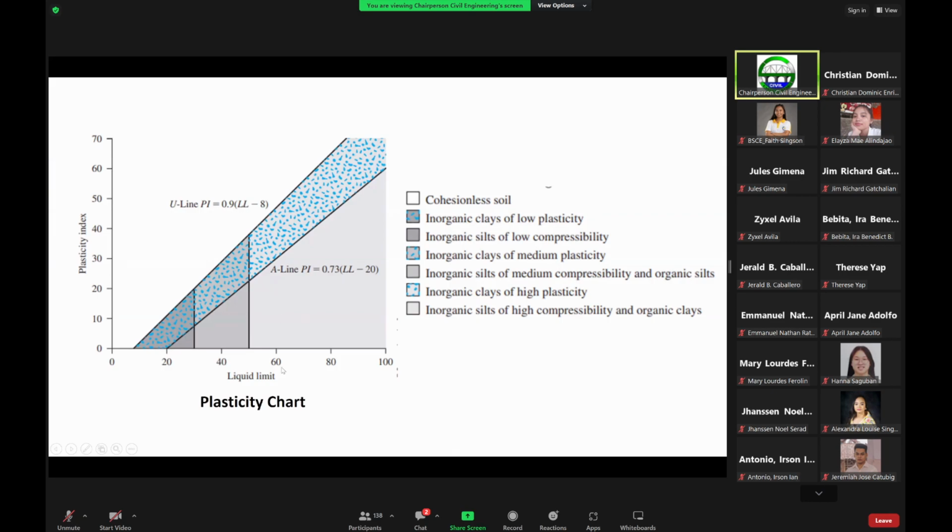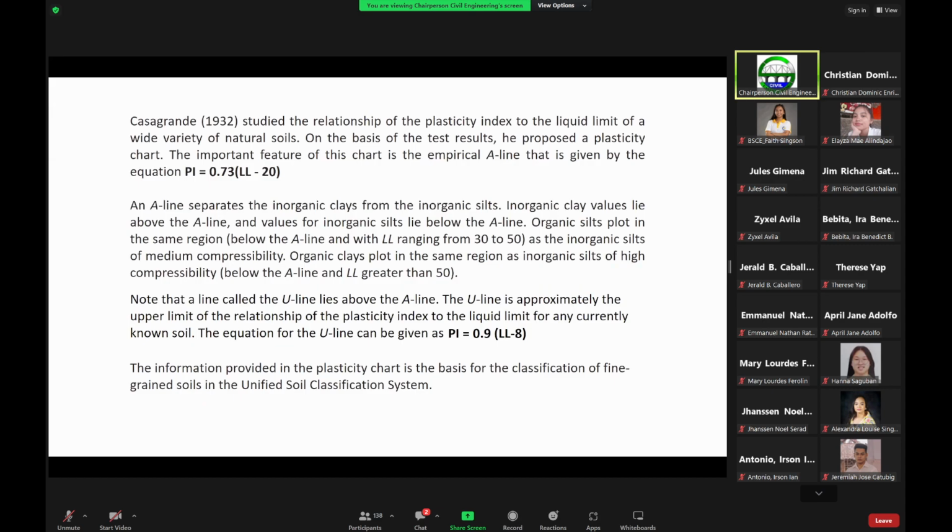And then this one here are the inorganic silts of low compressibility. Here, the inorganic silts of medium compressibility, as well as the organic silts. And then this one here are the inorganic silts of high compressibility, as well as the organic clays. So this is what we call the plasticity chart, which will then be the basis later on in our next meeting for the classification of fine grain soils in the US classification system. As far as geotechnical engineering practice is concerned, we use the USCS system.